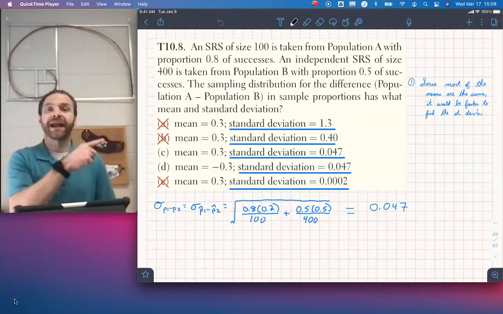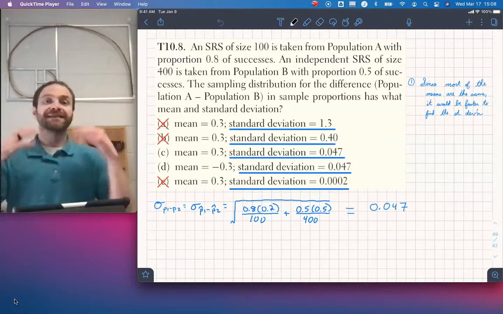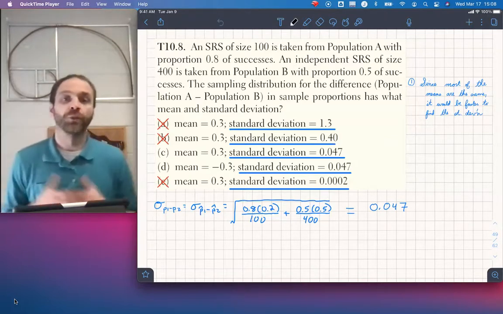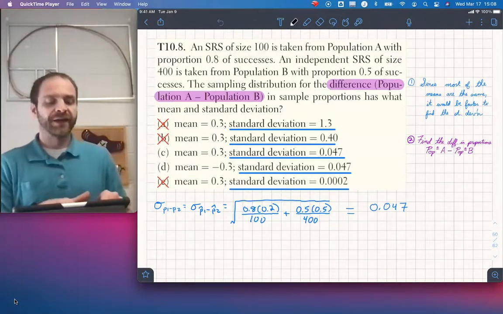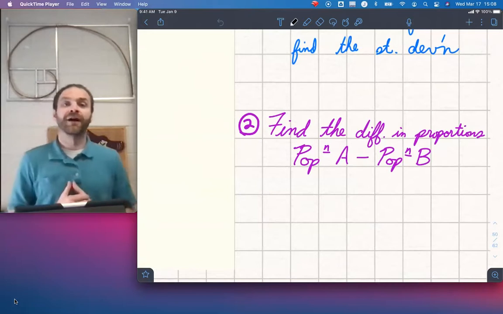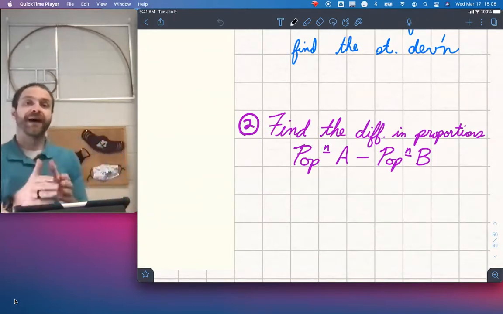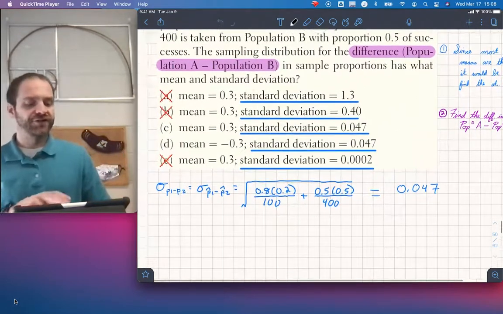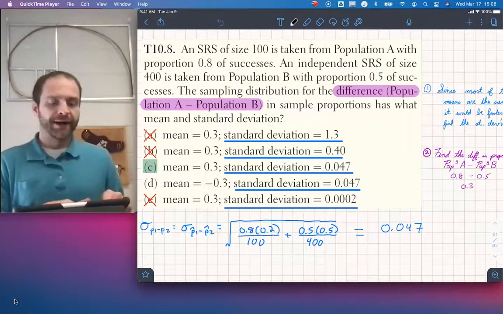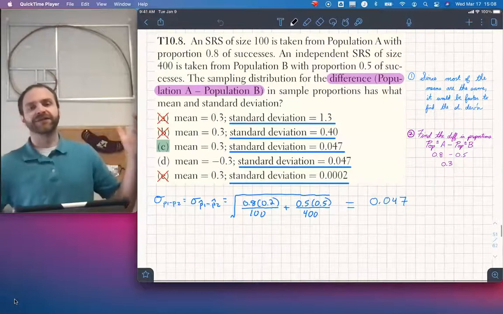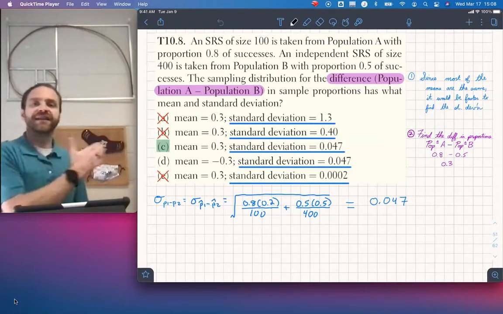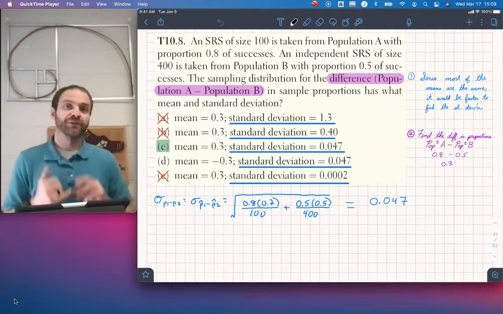So I can cross out A, B, and E, which means C and D are left. So really, what's the difference between C and D? That is the order of subtraction. It says find the difference in proportions, population A minus population B. Well, population A is 0.8. Population B is 0.5. So if I subtract those, I get 0.3, which means my answer is C. So my answer is C in this case because it matters what way I subtract them.